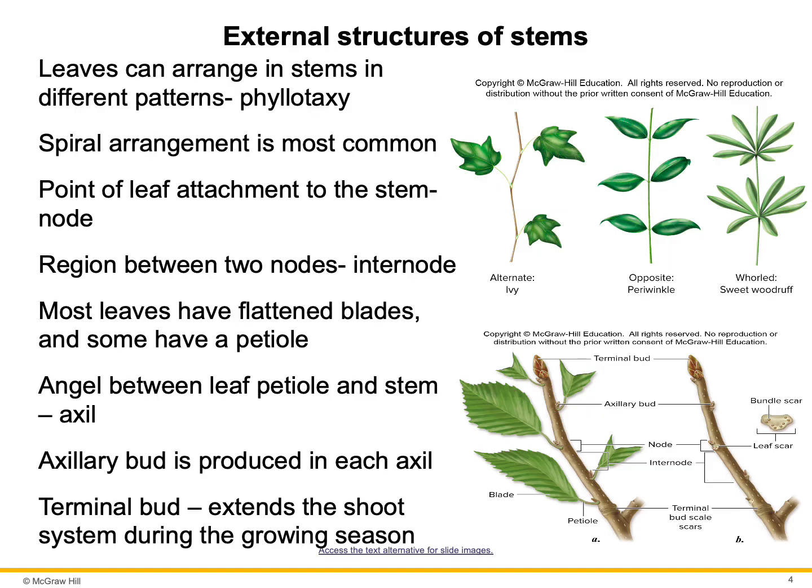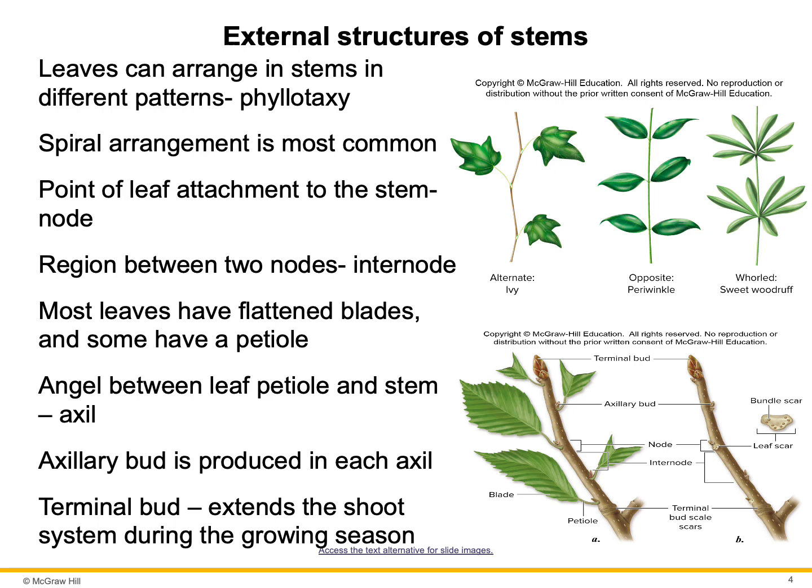When looking at the stem, you can visualize several external structures. Most noticeable of them all are the leaves. Leaves can arrange themselves on the stem in different patterns. This is because they want to maximize the amount of sunlight that they receive. The most common pattern is called spiral arrangement.